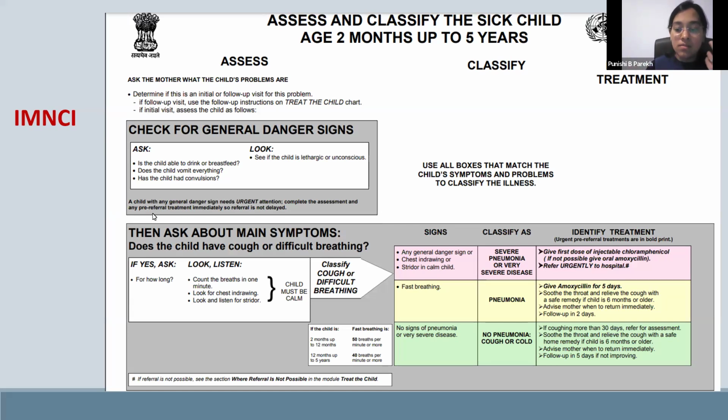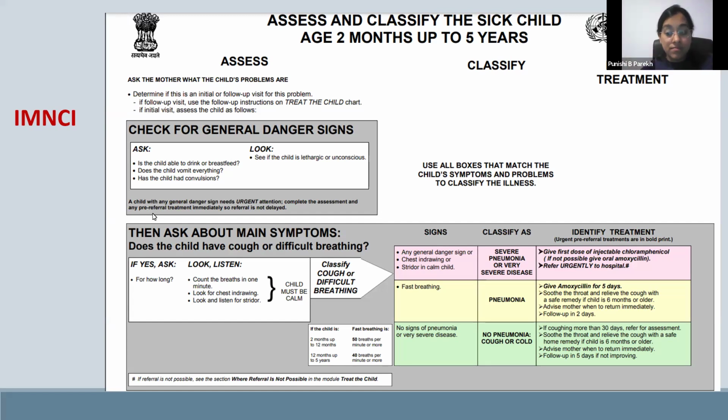So let's say this child is a 3-year-old who had a respiratory rate of 55. I will classify that as severe pneumonia, because along with that, if the child is having either any danger signs or is having, let's say, chest retractions or there's stridor, then I'll classify the child as having severe pneumonia and you need to investigate.